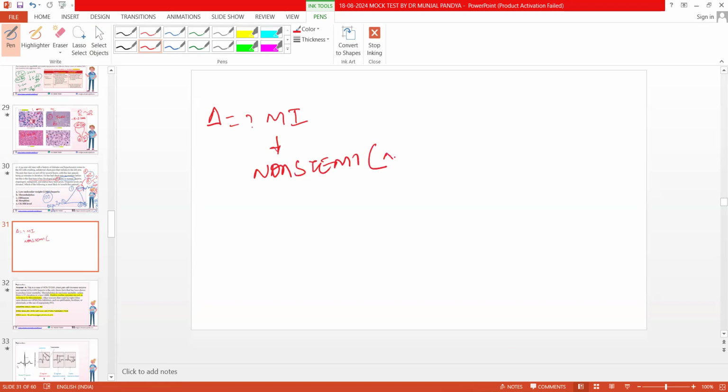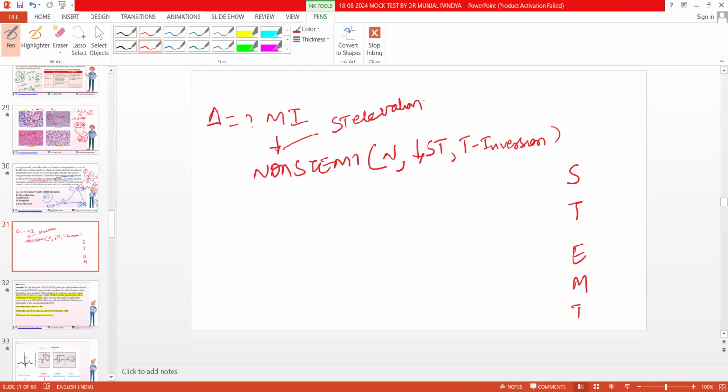Why did we conclude this? Because the ECG is normal. If they say there is ST depression, then it is non-STEMI. If they say T inversion, it is non-STEMI. Any of these is non-STEMI. And STEMI is what? There is ST elevation, simple. That is how the name comes: S T E M I, ST elevation myocardial infarction. And if you add the word non, non-STEMI means no ST elevation. No need to mug up. So here there is no ST elevation, there ST elevation. Simple. So far clear? Great.